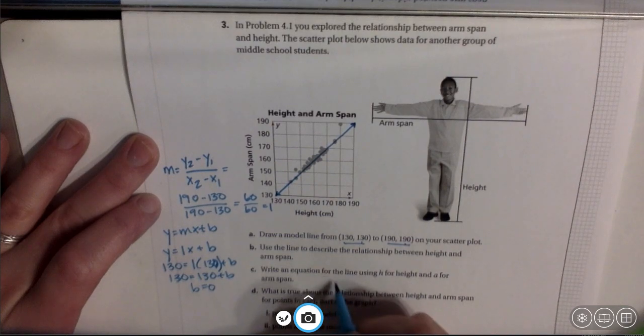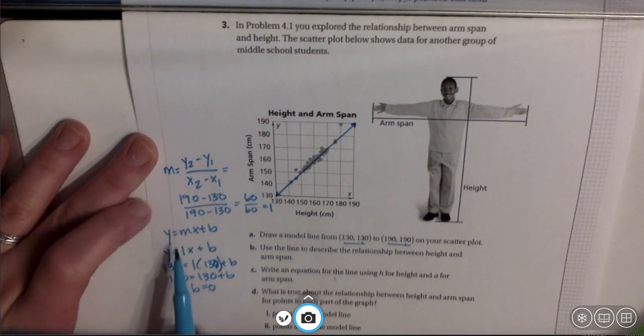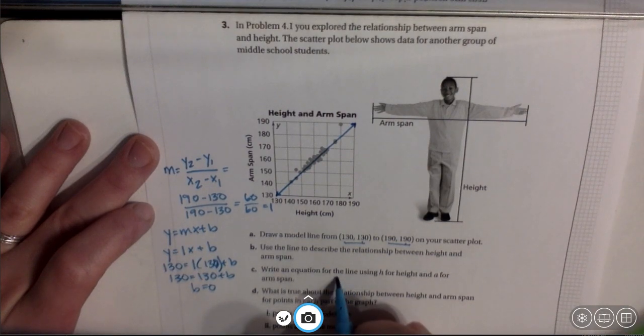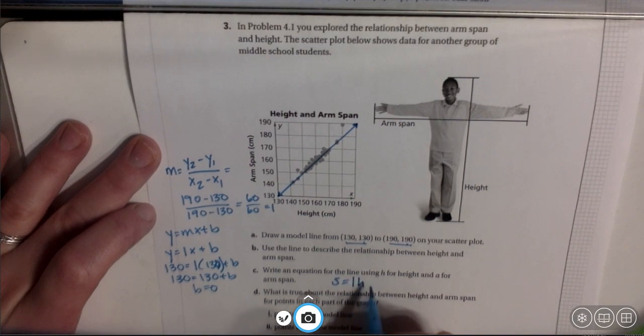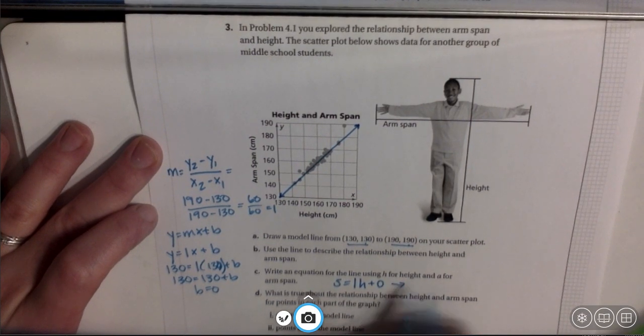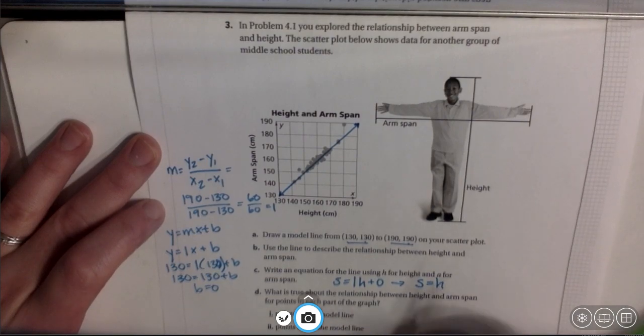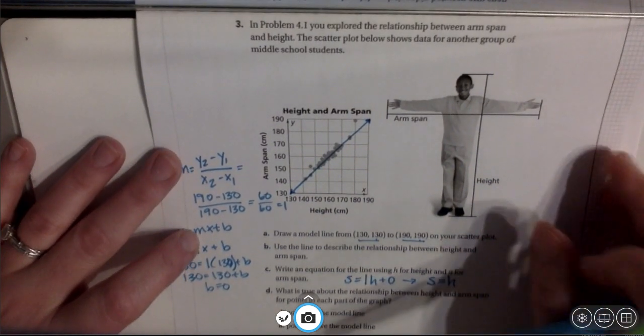So my equation for this line would simply be, and I have y's and x's here, but I could write the same thing for arm span is equal to 1 times the height plus 0, or technically I could also just write arm span is equal to height based on that line.